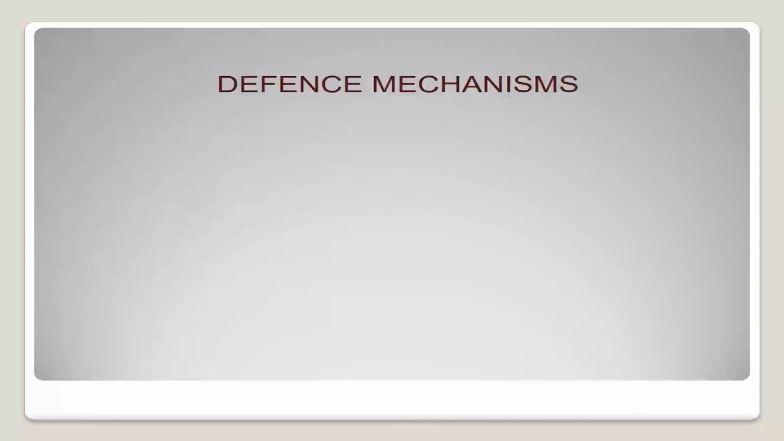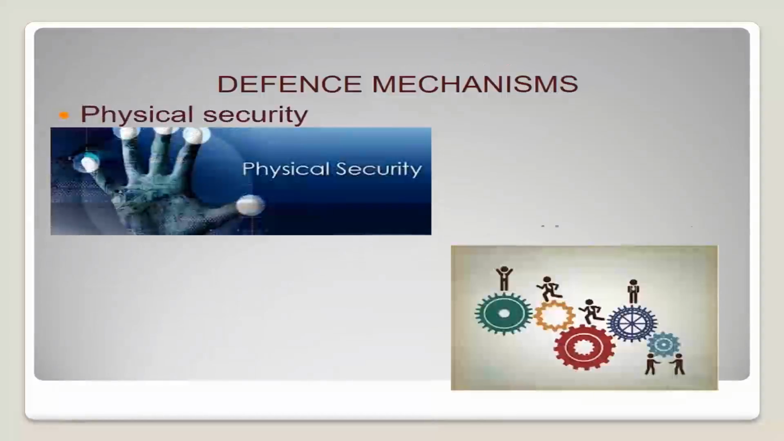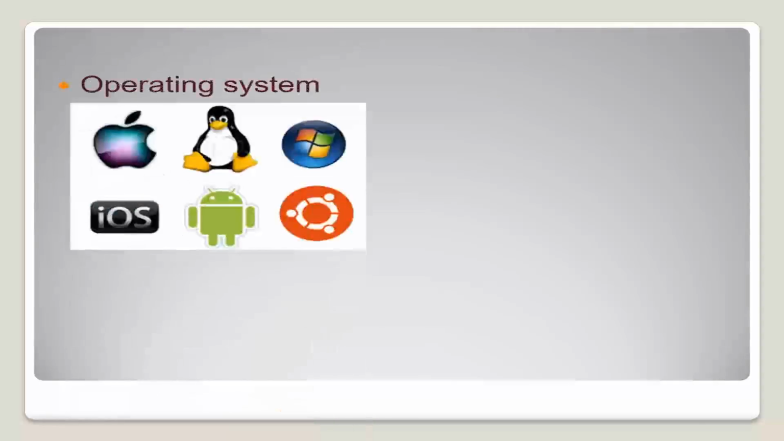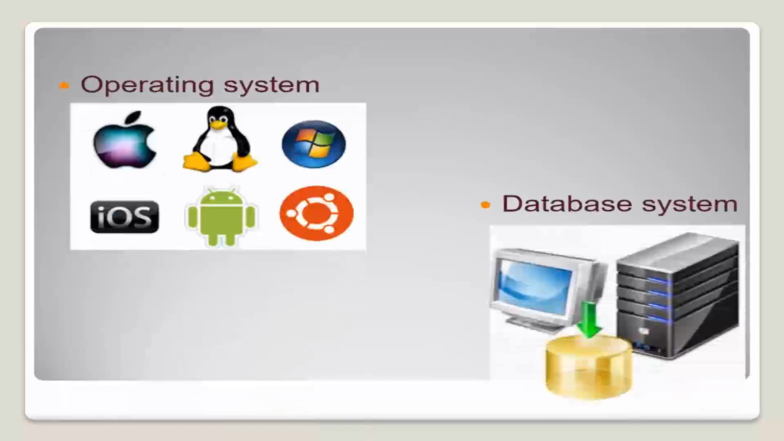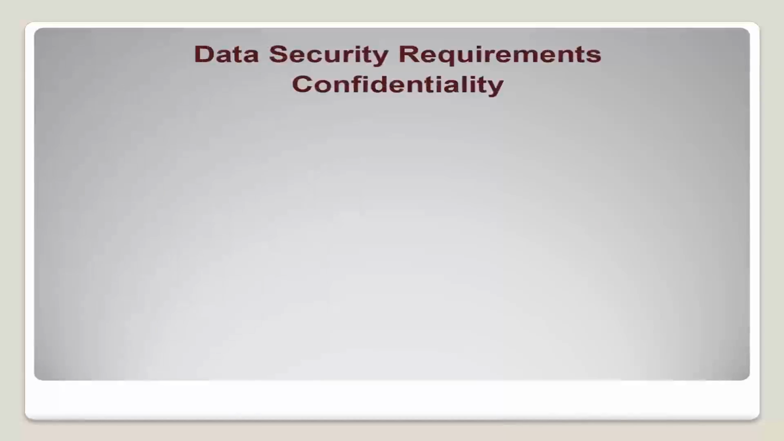There are some defense mechanisms which are used to protect the database. Generally, four levels of defense are recognized for database security. These are physical security, human factors, operating system, and database system. Now, moving to the next topic, the data security requirements.